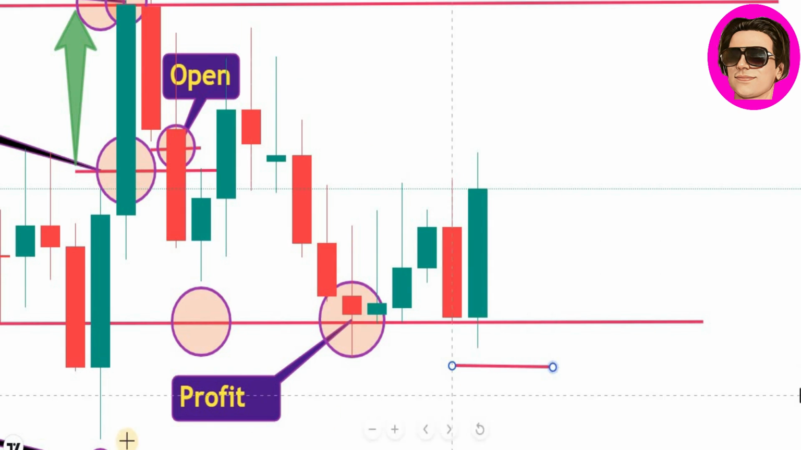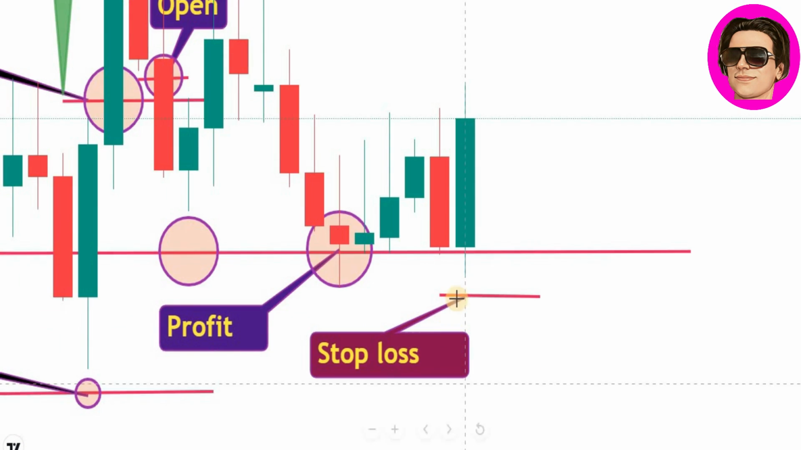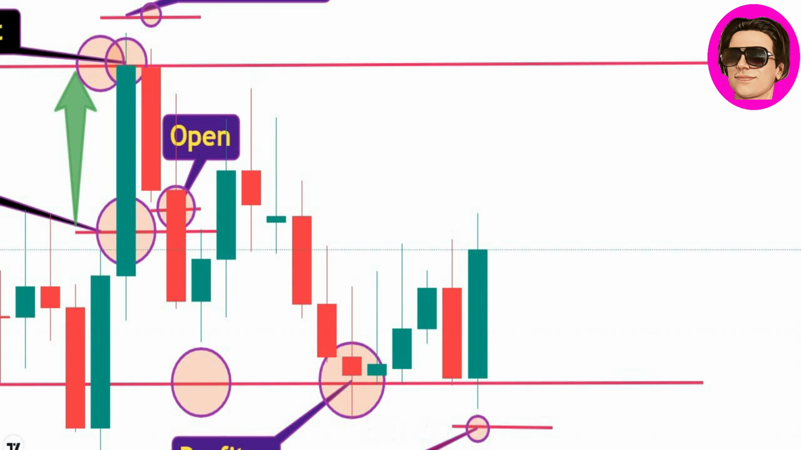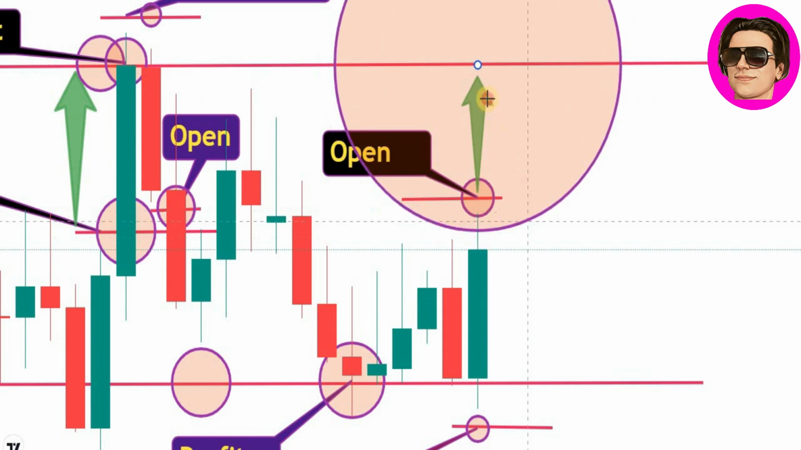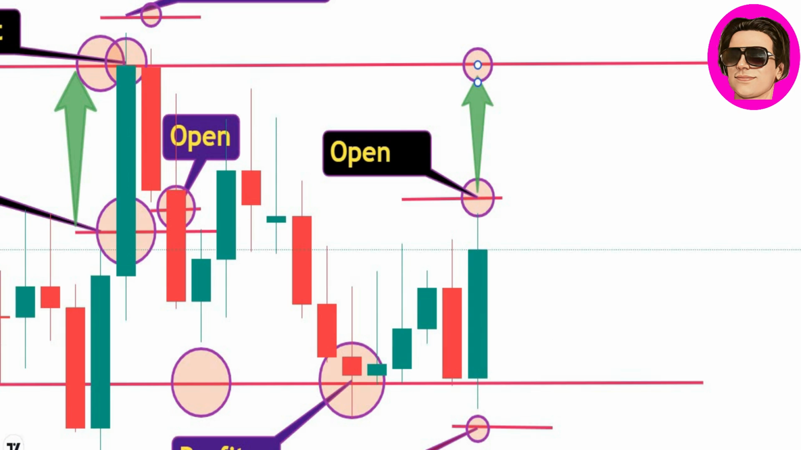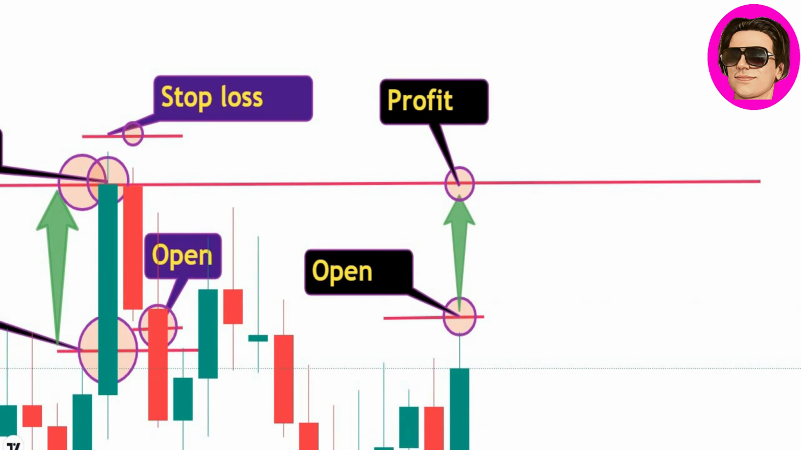This point is a stop loss. A stop loss has a buffer. This point, active strategy and open position. This point, up line is profit. Look at here. This is profit.